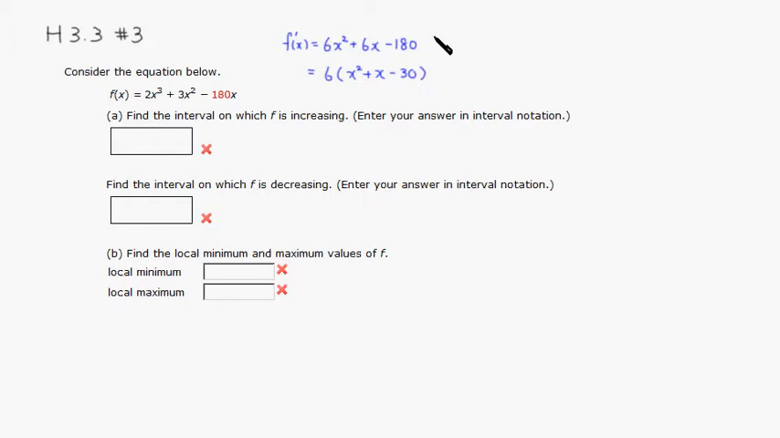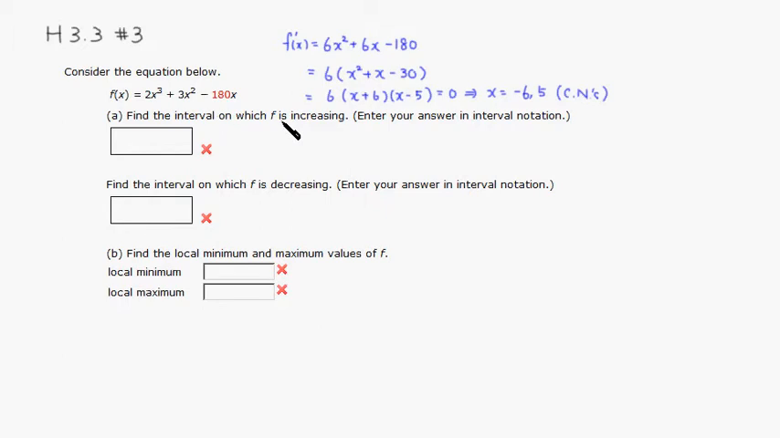Right? Then we need to factor this out. So it's going to be x plus 6 and x minus 5. I'm going to set that equal to 0 to find the critical numbers. So x is going to be negative 6 from here and a positive 5. Those are the critical numbers. Since f prime is defined everywhere, those are the only two critical numbers.